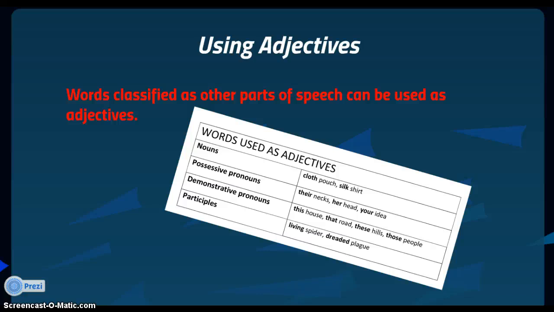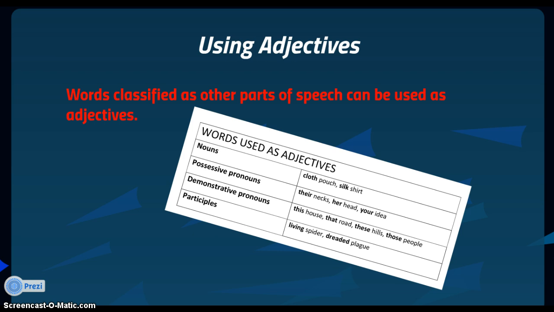For example, nouns. In the two examples that I give there, cloth pouch and silk shirt, both words cloth and silk are nouns, but when they're put in front of another noun, they're now modifying that second noun and being used as adjectives. Possessive pronouns, and we talked about possessive pronouns not too long ago. Their nets, her head, your idea. It modifies those nouns, and in those situations, those possessive pronouns are functioning as adjectives.